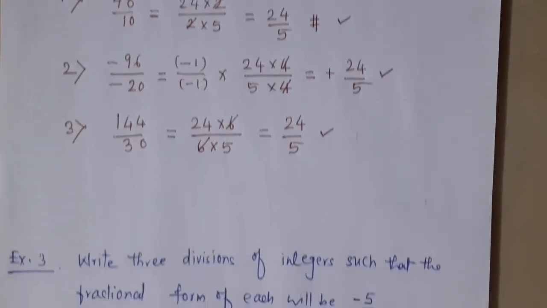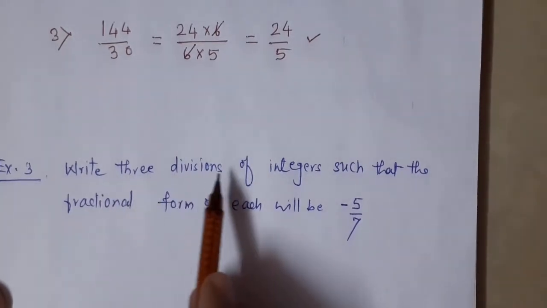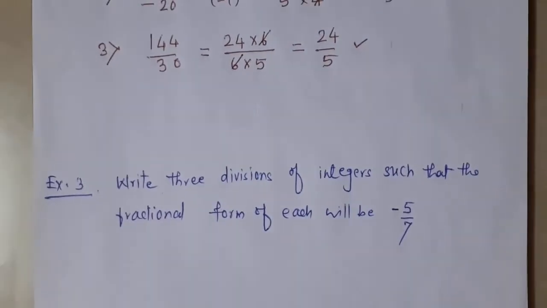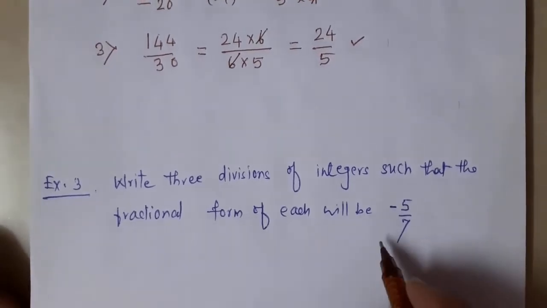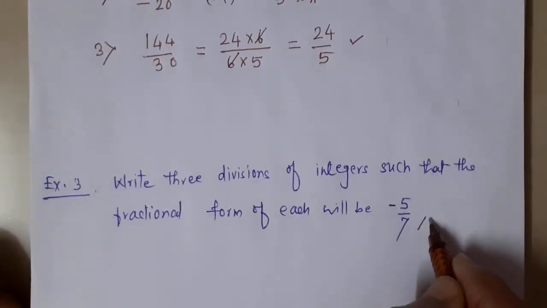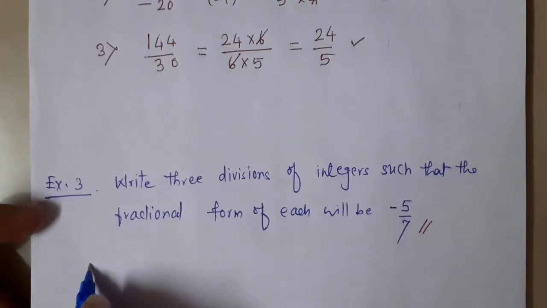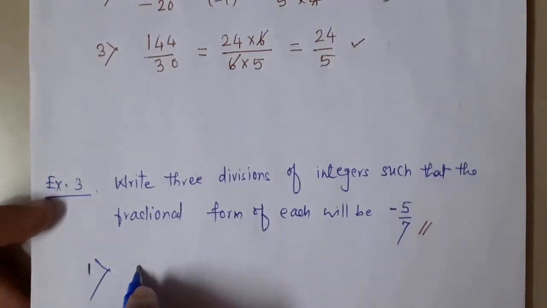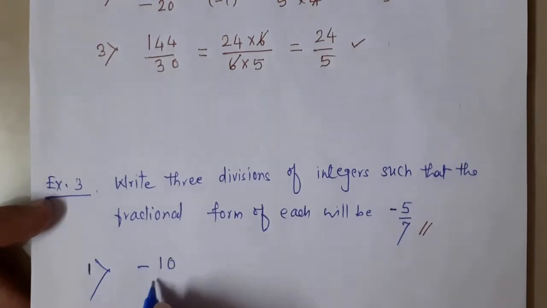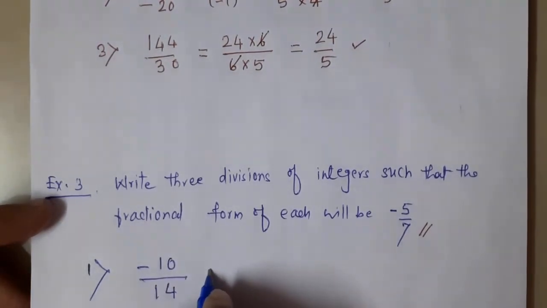Third example is, on the same basis, write three divisions of integers such that the fractional form of each will be minus 5 by 7. So the fractional part, we want now minus 5 by 7. So I am choosing the first example as minus 10 divided by 14.